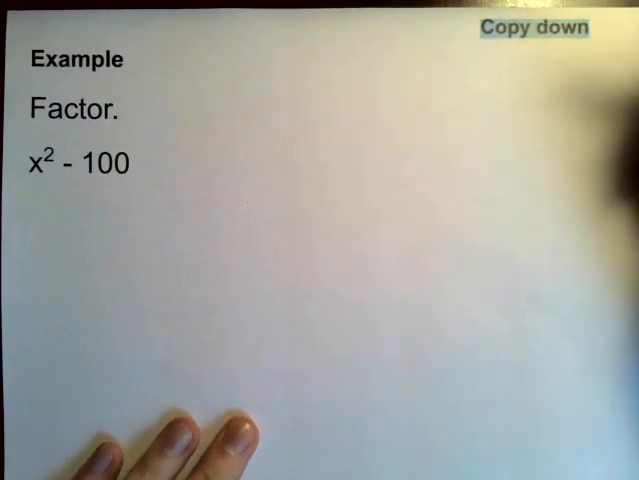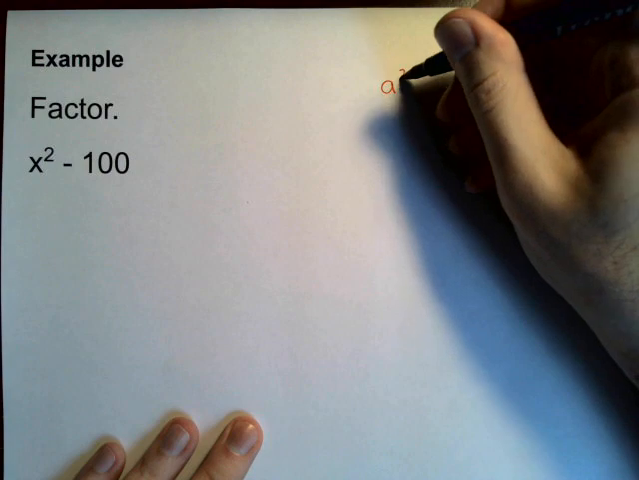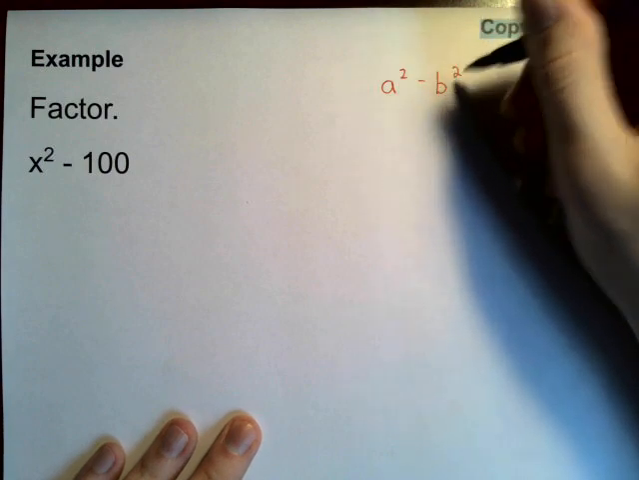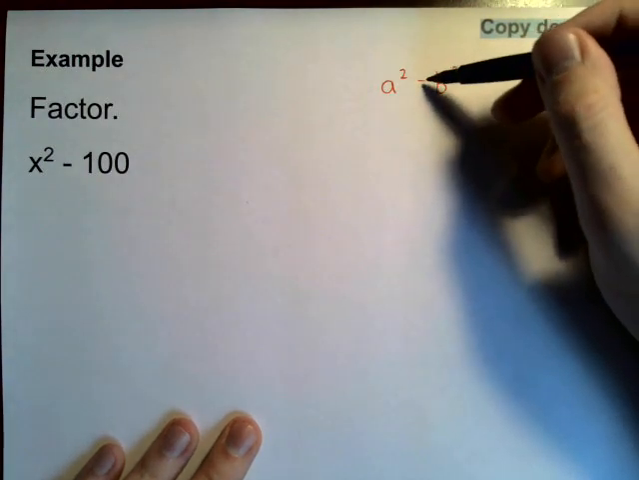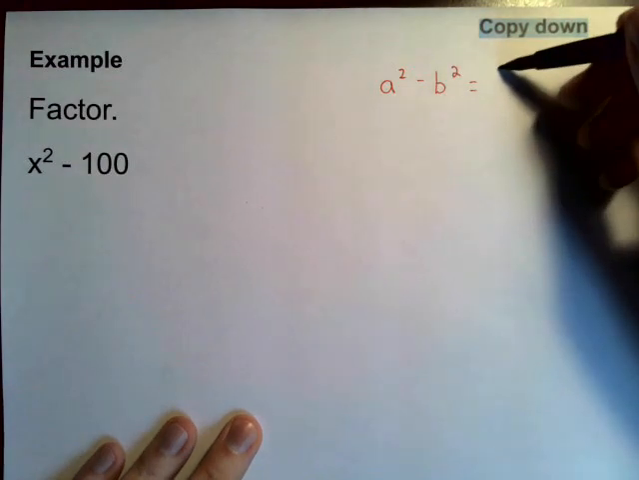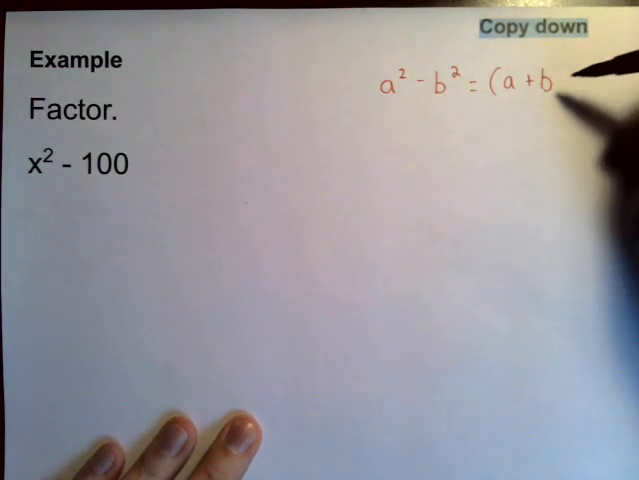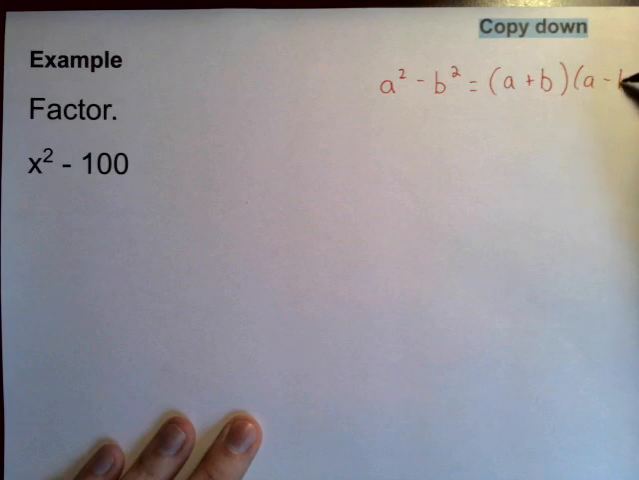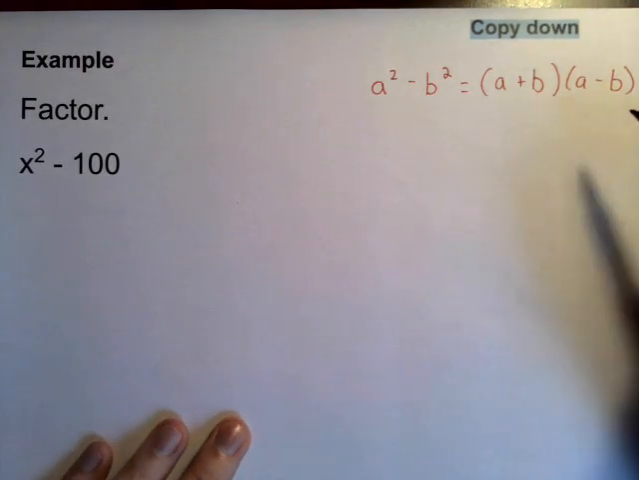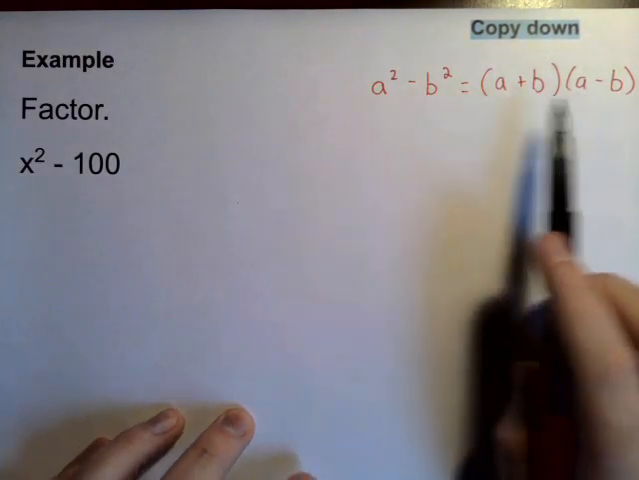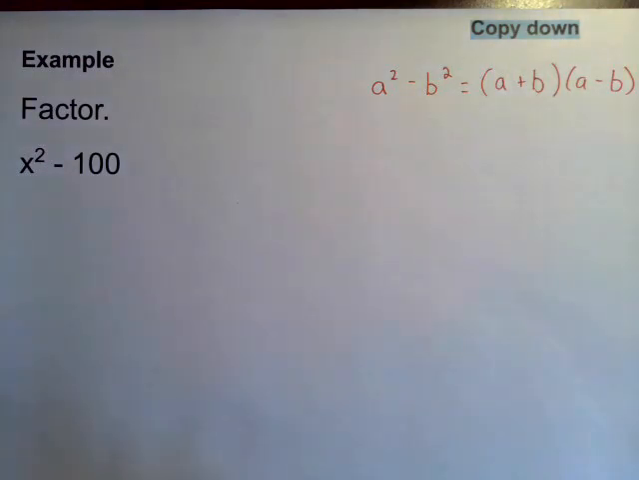So just off to the side, as a reminder, we have seen the difference of squares pattern before. A squared minus b squared would be equal to the sum of two terms multiplied by the difference of those same two terms. So that's just the general case to remind ourselves what we actually have to do here.